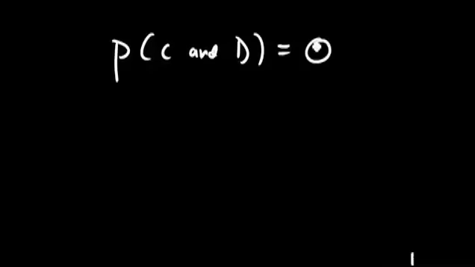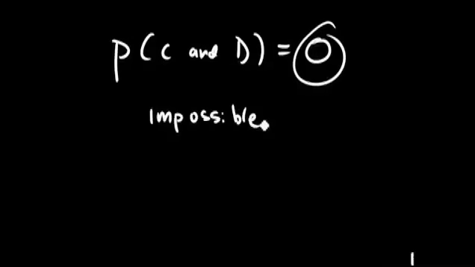If we select a card at random and we ask, what's the probability that the card is a club and a diamond at the same time? Well, that's 0. That's because the event of picking a club and a diamond when you select one card is impossible. There are no cards that are both clubs and diamonds.